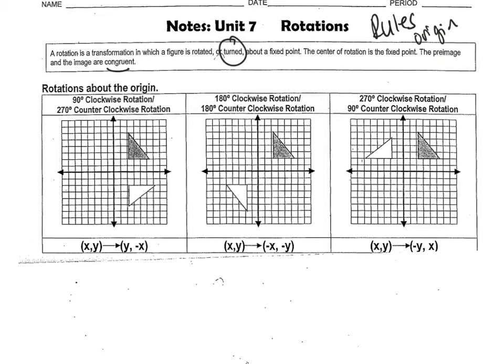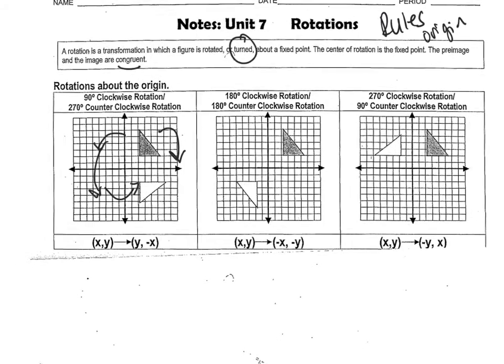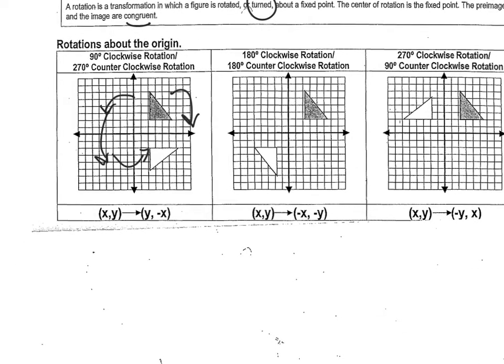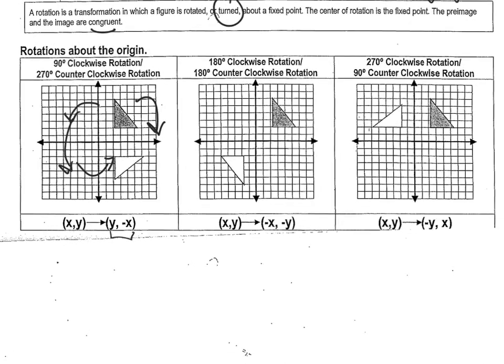So 90 degrees clockwise, which is the same as 270 counterclockwise. Okay, so 270 or 90 degrees clockwise, that means one turn to the right, and that's the same as saying 1, 2, 3 turns to the left. And what changes there, it starts at x, y, and the x and y values flip, and your x becomes negative.